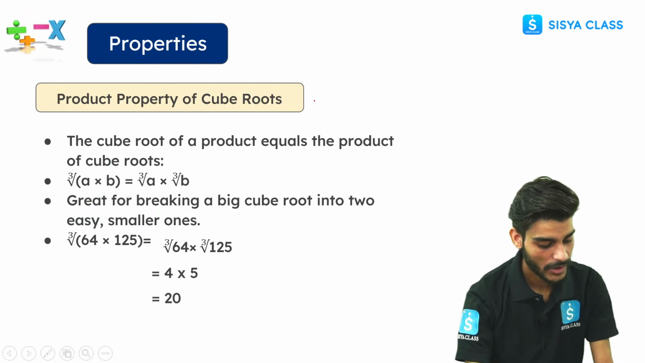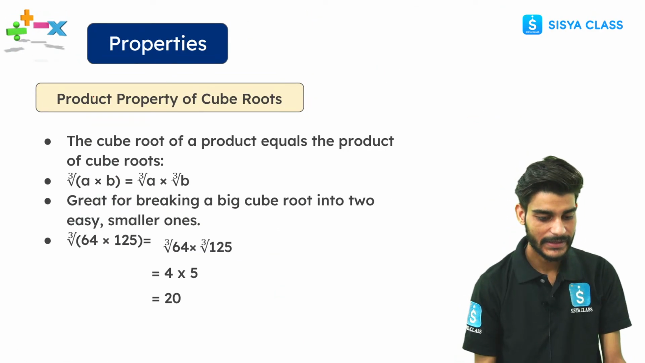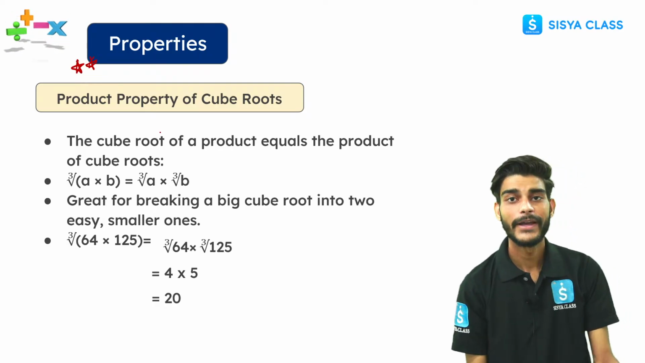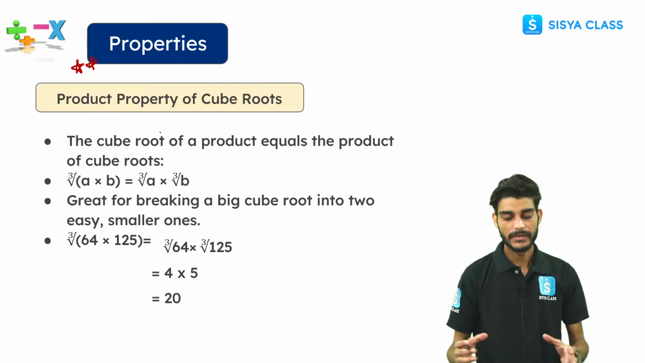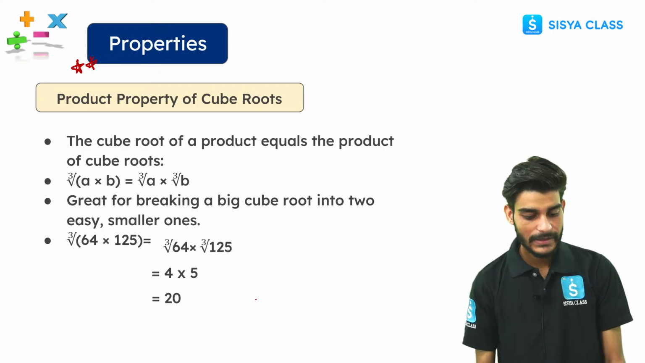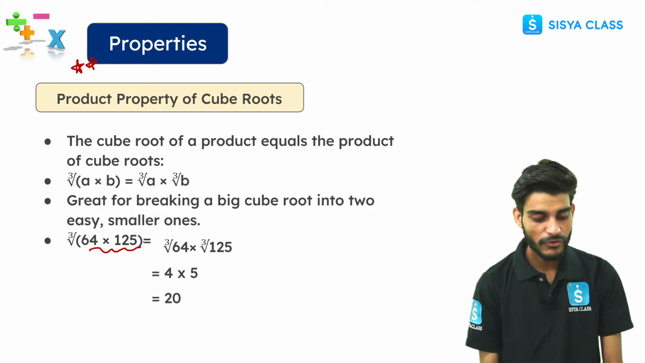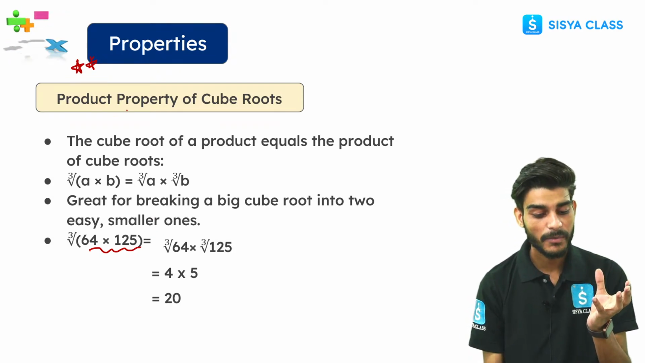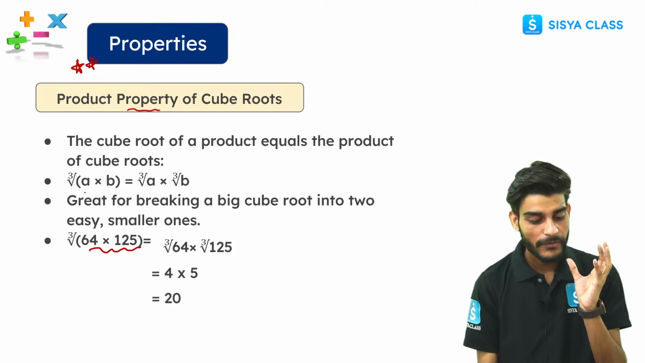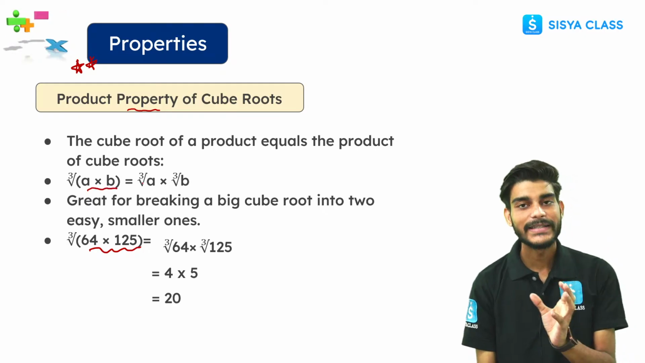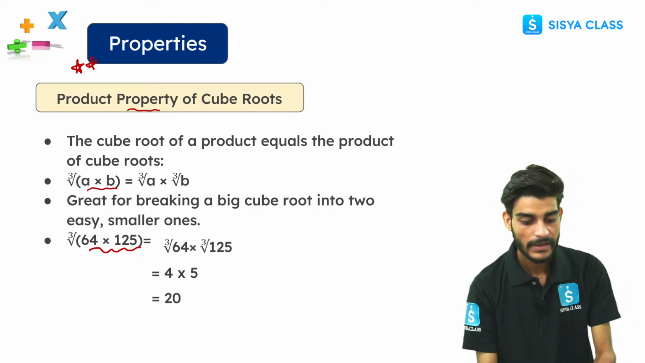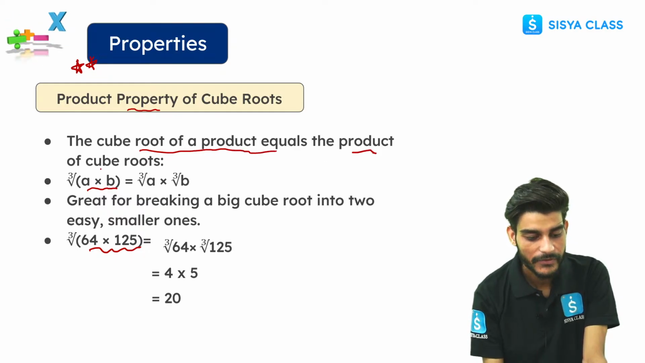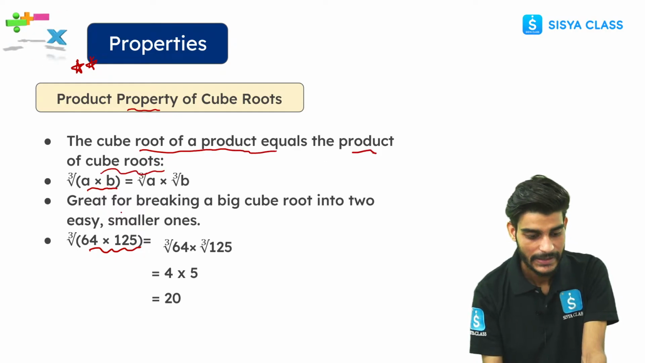Okay, now let's come to one of the most important topics of this chapter, that is called the product property of cube roots. Where it helps, suppose we have big numbers, right? As for example, we have the number 64 into 125. So firstly, what the product property says is that before finding the product, you can distribute it into the cube roots of the factors. The cube root of a product equals the product of the cube roots, right?